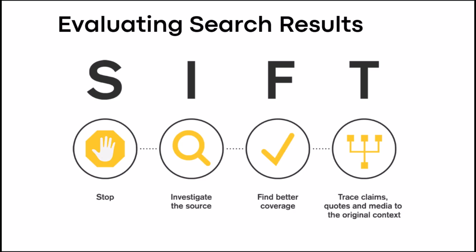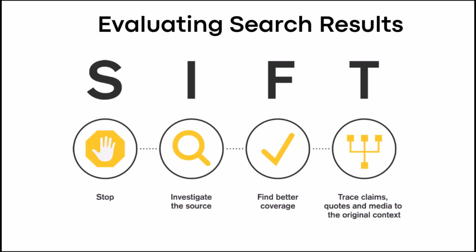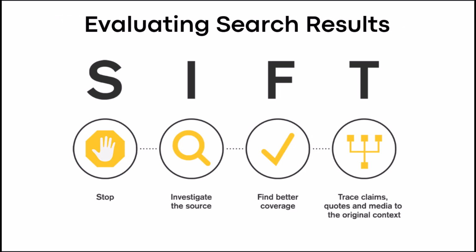And then there are many other evaluation methods to look at as well, depending on the type of source you need. This method, SIFT, can be really helpful for online sources. Stop, investigate the source, see if you can find better coverage, and then trace claims and quotes in media back to the original context.